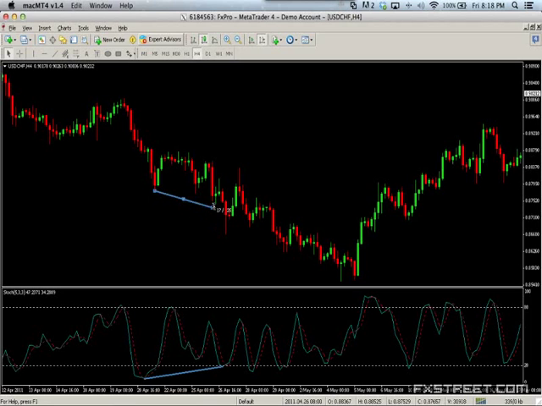If you take a look at this area, this also is a lower low. This also is a lower low. This candle is also a lower low. How do you know when it's going to turn around?